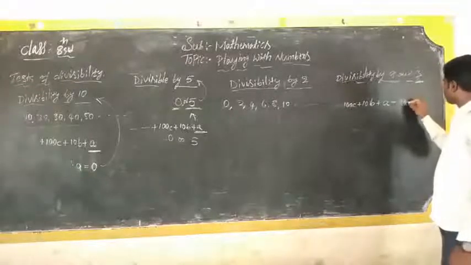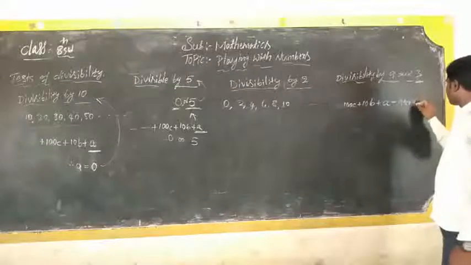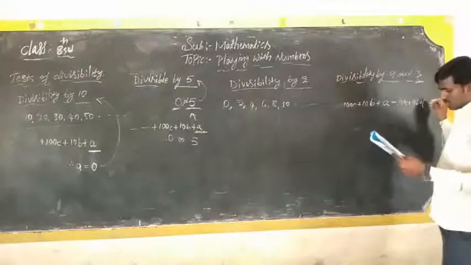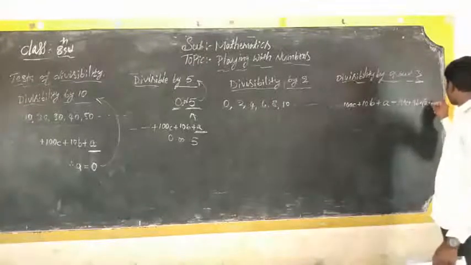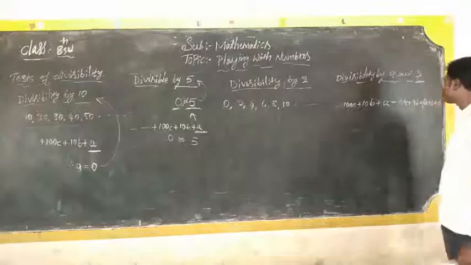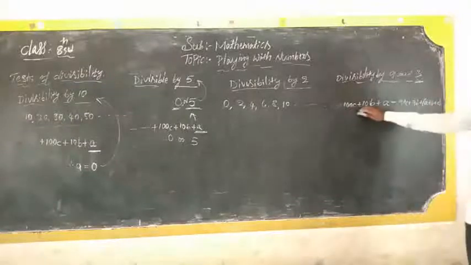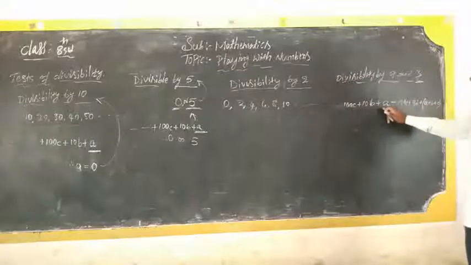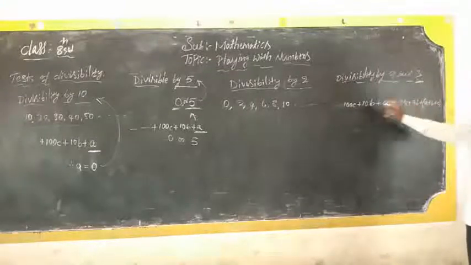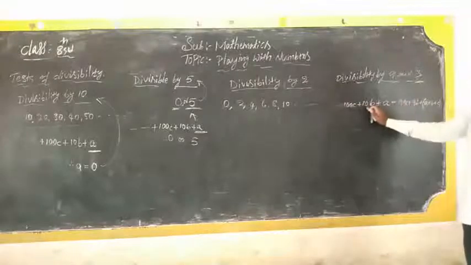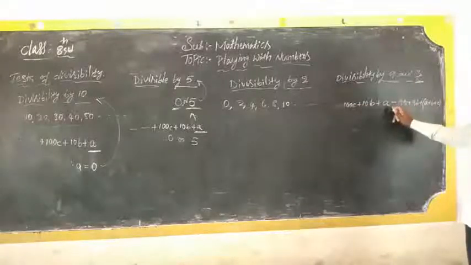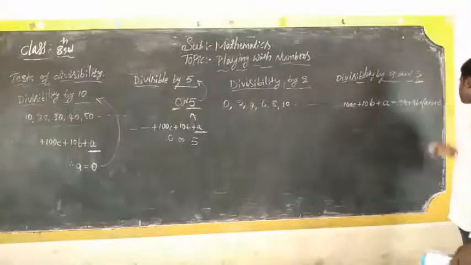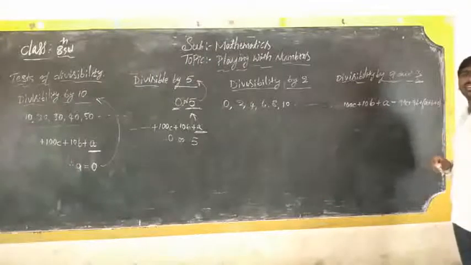99c plus 9b plus a plus b plus c. Let the number be 100c plus 10b plus a. So 100 in the one, 10 in the one, a in the one. That is 99c, 9b, plus a plus b plus c on the left-hand side.